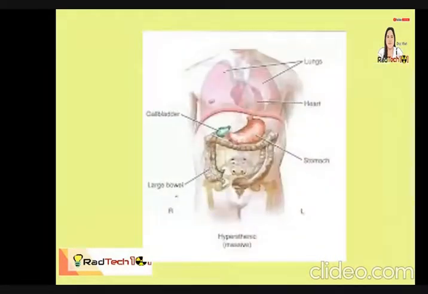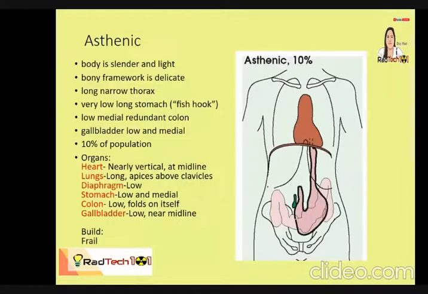Ito siya. So, short lang yung kanyang lungs. Then, medyo transverse na din ang kanyang heart. Gallbladder niya, mataas. Then, stomach niya, ito. Then, yung kanyang colon sa periphery or sa gilid. For asthenic, ito yung mga payat.